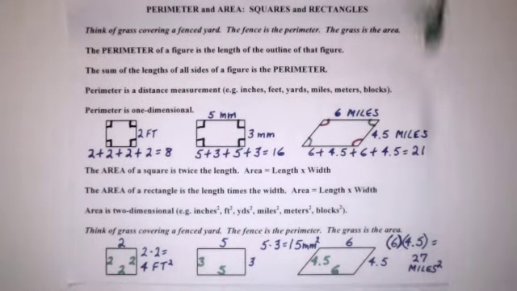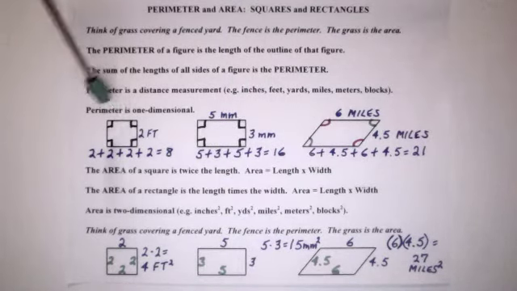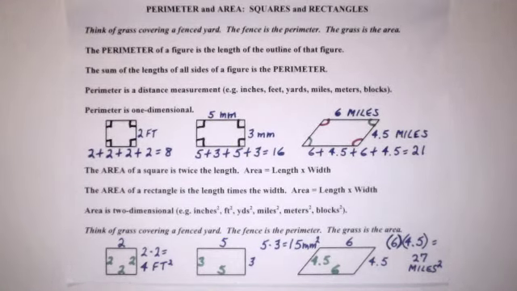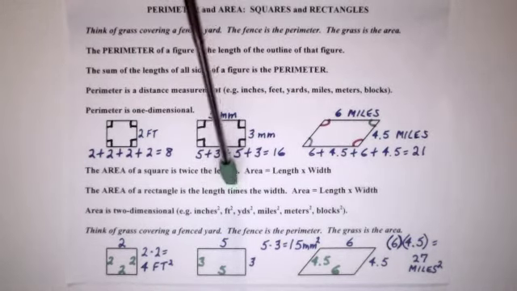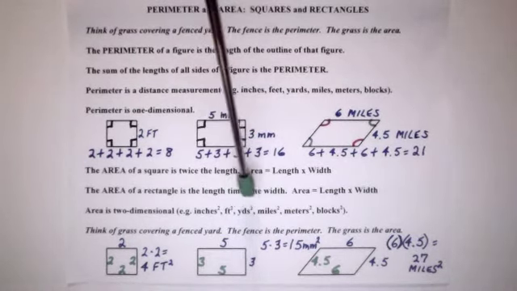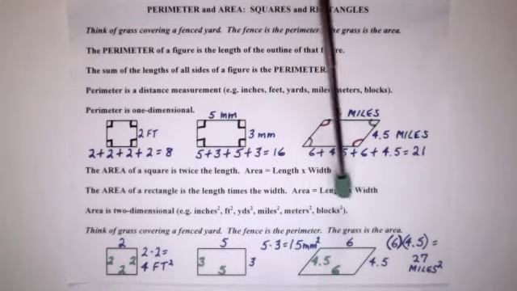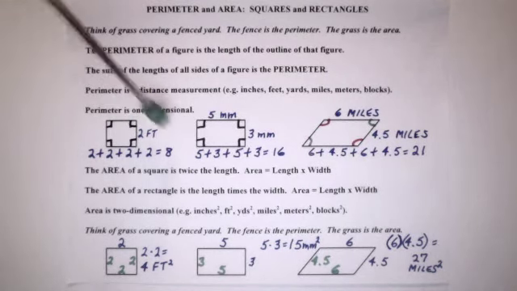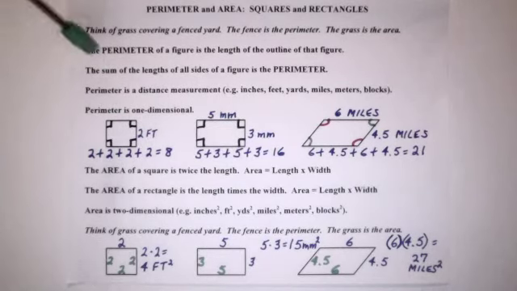You are adding when you're doing perimeter, you're multiplying when you're finding area. So you're only multiplying two things because area is two-dimensional. That means, for example, inches squared, feet squared, yards squared, miles squared, meters squared, blocks squared. So I can't multiply more than two things because then I'll have more than feet squared. Feet times feet is feet squared.